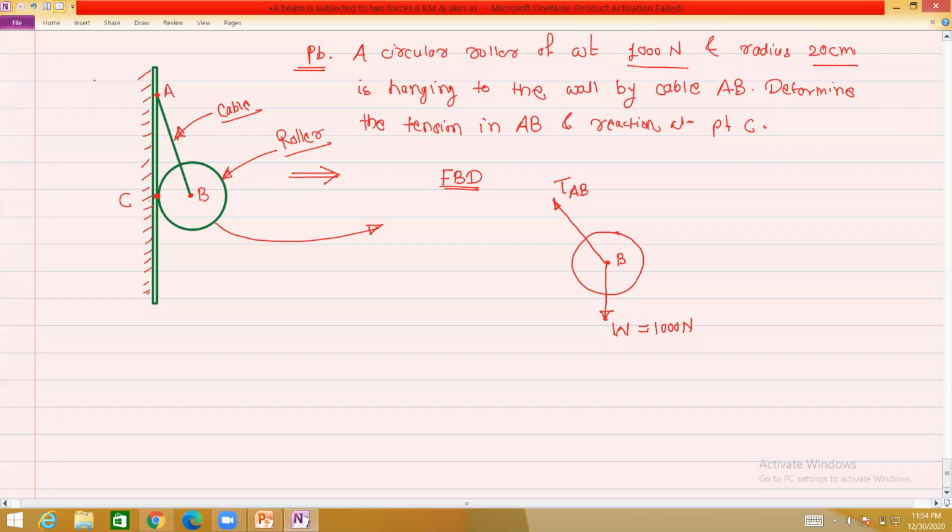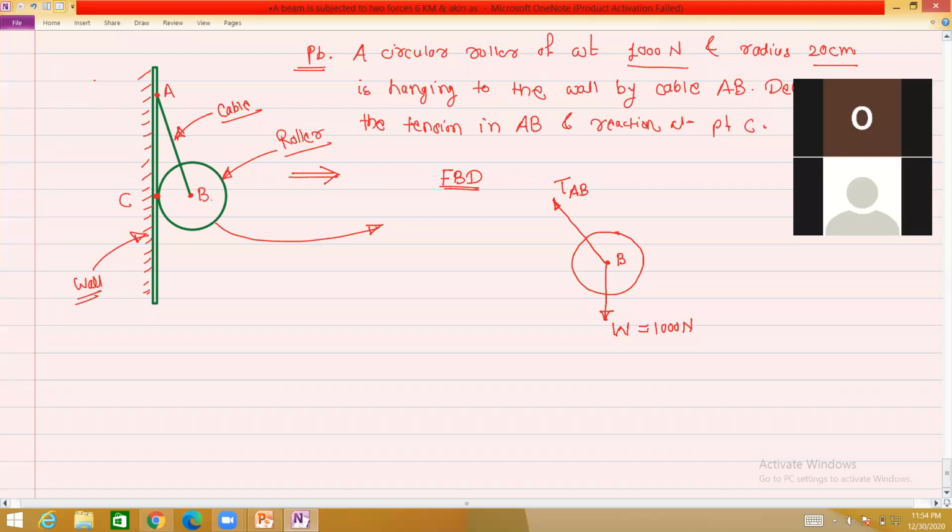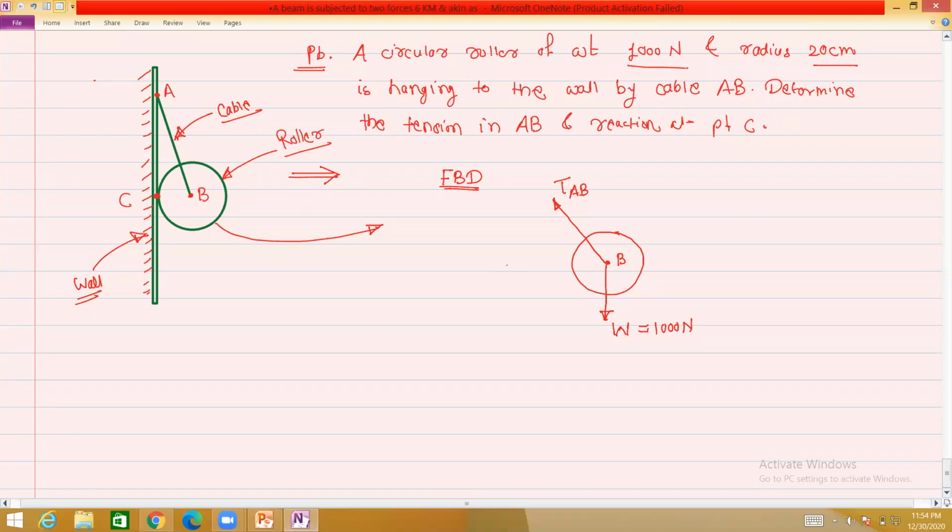And at point C, there will be one reaction which is offered by this wall to this roller. So this is called a normal reaction. So we can show this reaction at this point. So we can take this as RC. So these are three forces. One is tension AB, second is the RC, and third will be the self weight, that is 1000 Newton. So the question is, we have to find out the tension AB and the reaction at point C. So this is the RC.